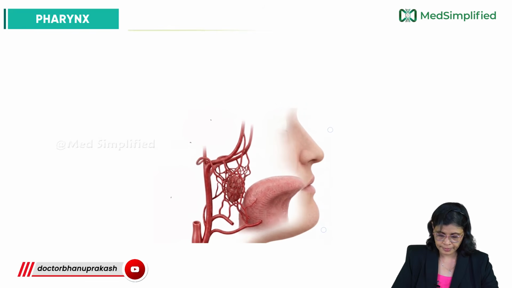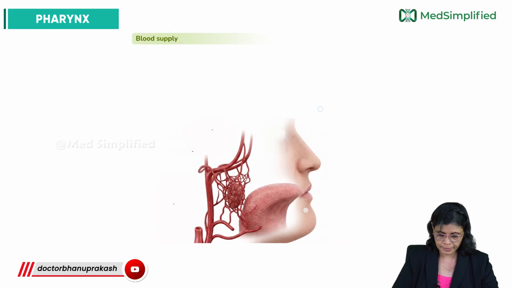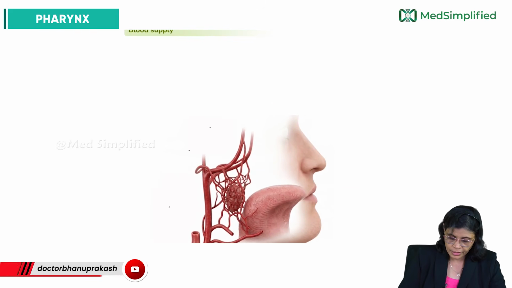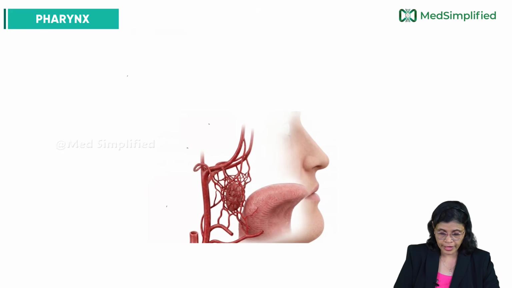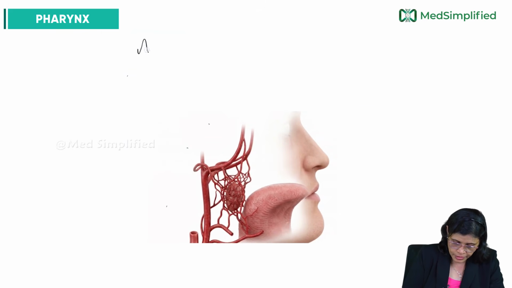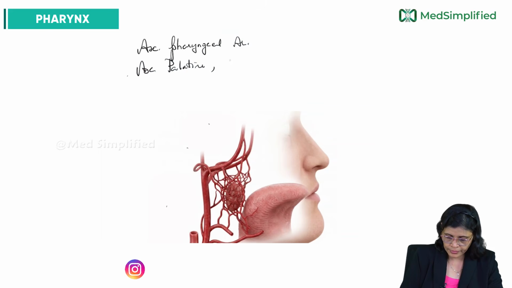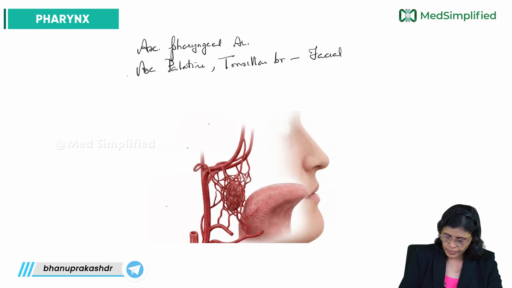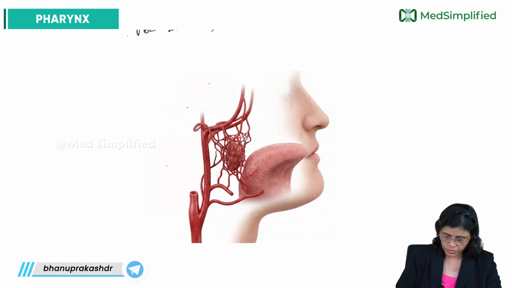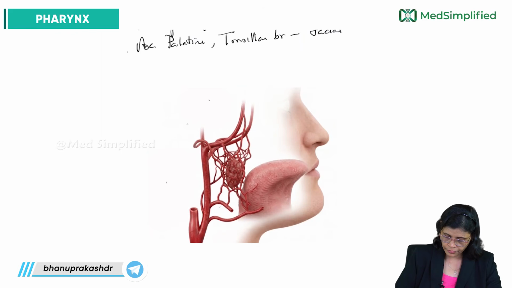Next, coming to the blood supply. It receives blood supply by many arteries around that region. So the blood supply of the pharynx is by the ascending pharyngeal artery, then ascending palatine artery, as well as tonsillar branches from the facial. Here you can see the tonsillar branches coming from the facial artery.